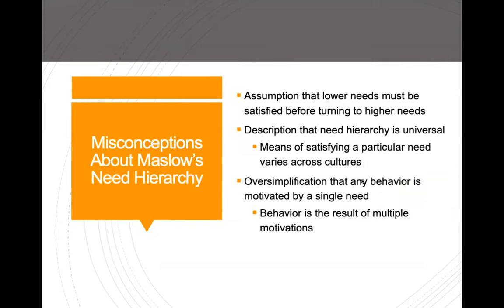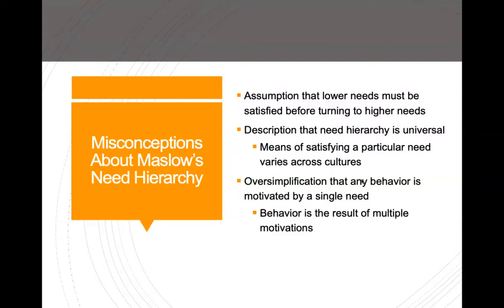So now we're going to change gears a little bit and go into looking at the misconceptions about Maslow's hierarchy of needs. One of the assumptions is that the lower needs must be satisfied before turning to higher needs, but that's not true. You could get self-actualized before any of the other needs. So it doesn't have to be in a sequence.